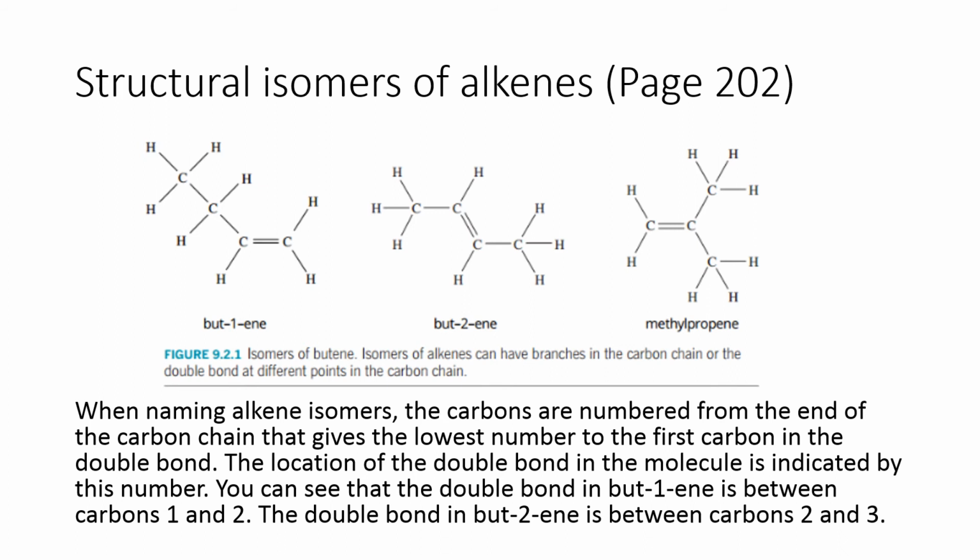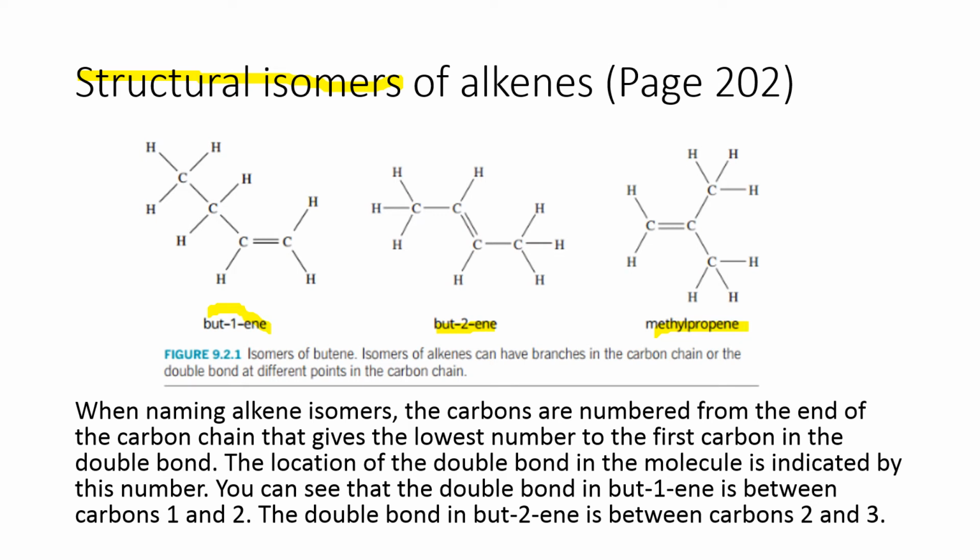Alright, so we're going to continue on structural isomers. Based on what we discussed on alkane, structural isomers are molecules that have the same molecular formula but different structural arrangements. In this diagram, you can see the structural isomers of butene: but-1-ene, but-2-ene, and methylpropene. All of them have the same molecular formula, which is 4 carbons and 8 hydrogens. Can you see that? 4 carbons and 8 hydrogens.